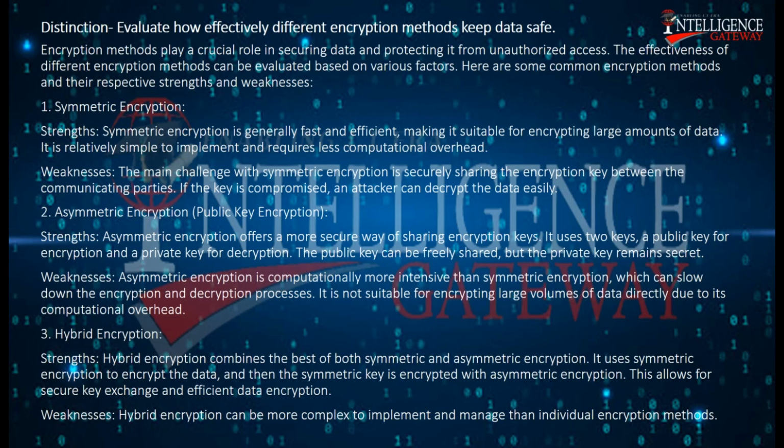3. Hybrid encryption. Strengths: Hybrid encryption combines the best of both symmetric and asymmetric encryption. It uses symmetric encryption to encrypt the data, and then the symmetric key is encrypted with asymmetric encryption. This allows for secure key exchange and efficient data encryption. Weaknesses: Hybrid encryption can be more complex to implement and manage than individual encryption methods.